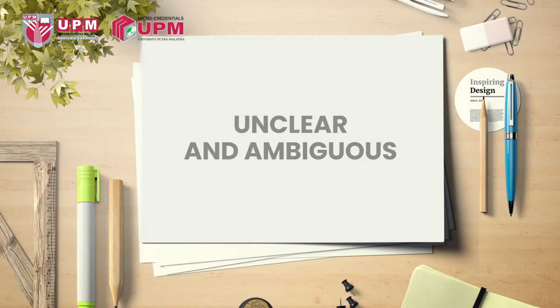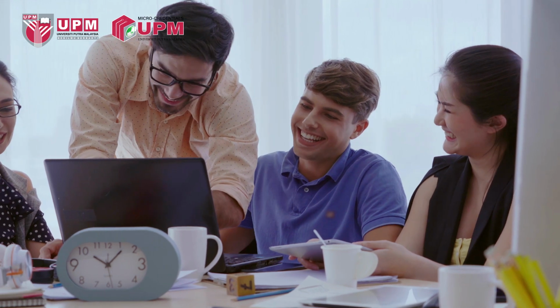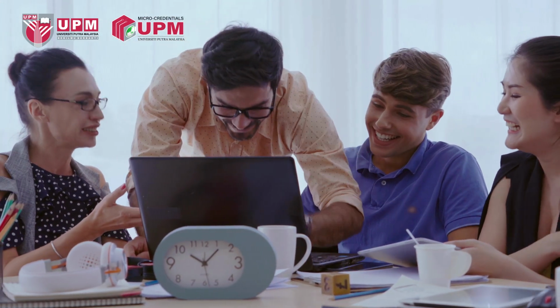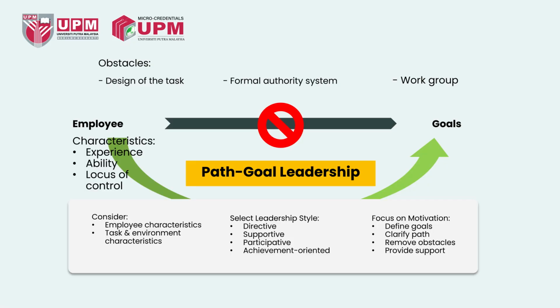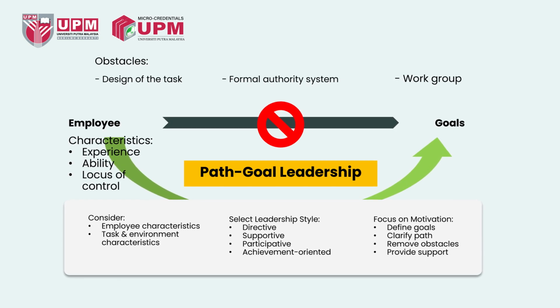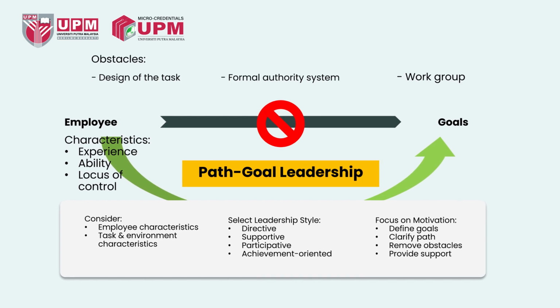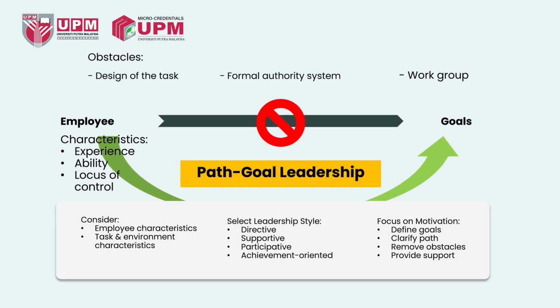The effectiveness of each leadership style depends on the situation and the needs of the followers. For example, if the task is unclear and ambiguous, directive leadership can be more effective. If the followers are experienced and skilled, a participative leadership style may be more effective. If the followers are facing high-pressure situations, supportive leadership can help reduce stress and increase motivation. The path goal theory also emphasizes that a leader's role is to remove obstacles and provide the necessary resources to help their followers achieve their goals. This can include providing training, feedback, and resources to help followers succeed.